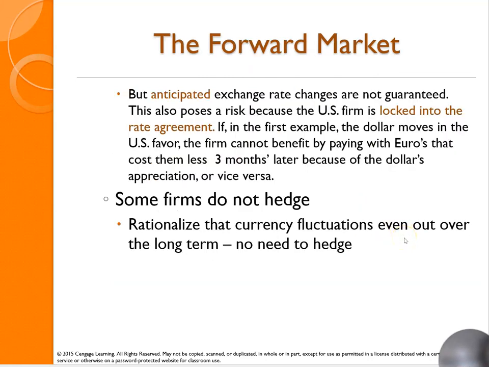But, and here's the problem, anticipated exchange rate changes are no more guaranteed than anything else in economics. There's always risk. In this case, it's a risk because the U.S. firm, by buying that contract, is locked into the rate agreement. So let's say, for example, the dollar moves in the U.S. favor. The firm can't benefit by paying with euros that now cost them less 3 months later. It's not confusing here, because of the dollar's appreciation.